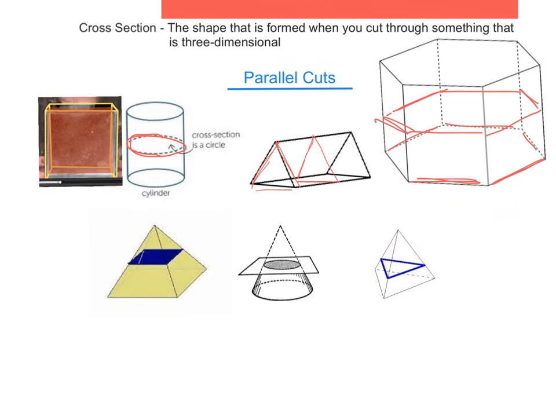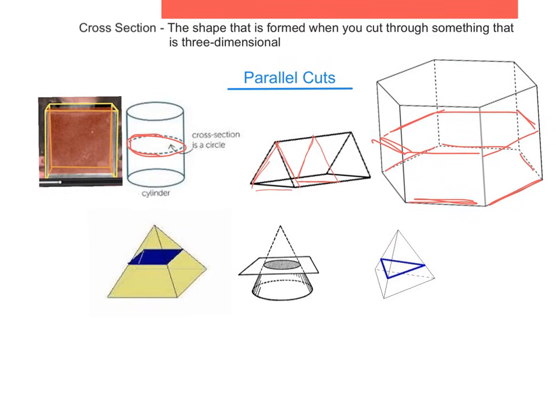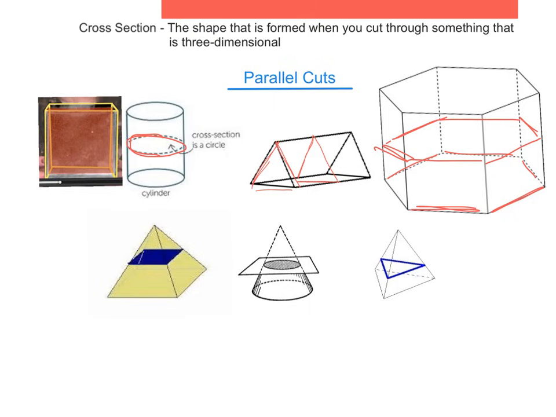I can't quite move it there, but you'll notice I've got another hexagon right there. So when you cut a prism parallel to the base, you form the same shape as the base. Look at what happens.